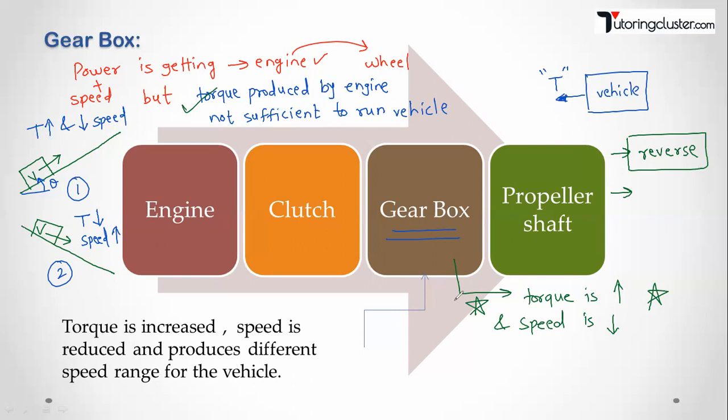So function of gearbox is what? Torque is increased, speed is reduced. Second, if you want to take your bike or car in reverse direction, gearbox is going to help you. And third चीज आपको ध्यान में रखनी है, gearbox it provides different speeds to the vehicle as well as different torque. Okay, so these are overall things related to gearbox.